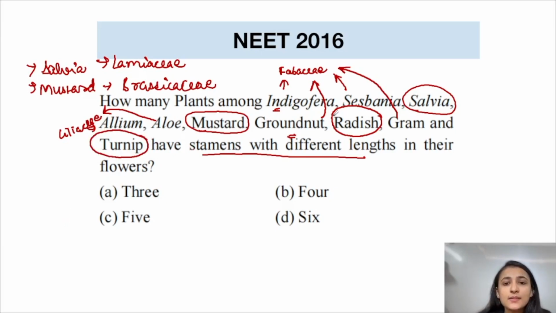So how many circles do we have? We have 4 circles. So 4 examples out of all of these show stamens with different lengths in their flowers. So the correct answer would be option number B, 4. Okay. So let us move forward now.